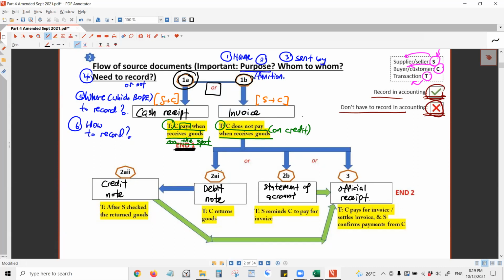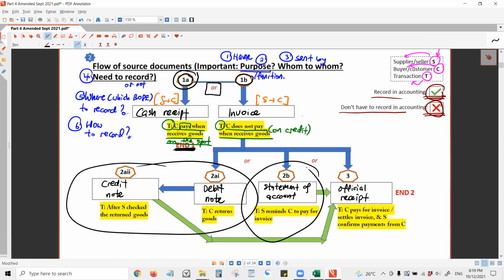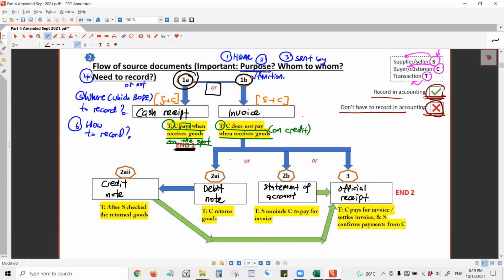The story is longer because the customer may return goods and customers may forget to pay, and finally they have to settle the debt. Therefore, you see, there are two more "or" here, indicating that there could be either one of three situations that could happen.